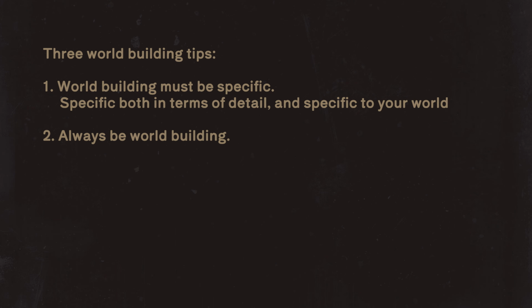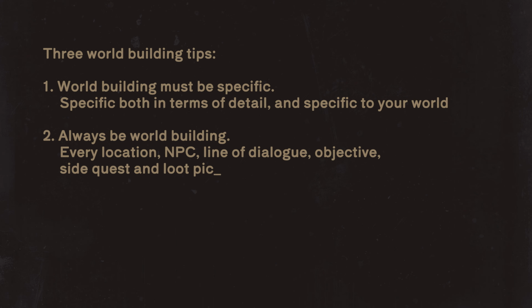Point number 2 about world building is simply to try and think of ways to do it with everything you do. Try to be conscious of when you're just designing things on a kind of creative autopilot, and you're just following the formula of how you think this kind of thing is usually done. Try to find ways to make every aspect of your level complement what the world and the story of your game is about.